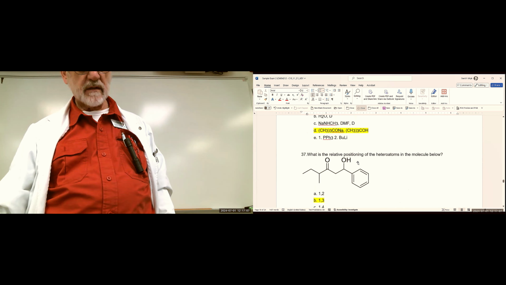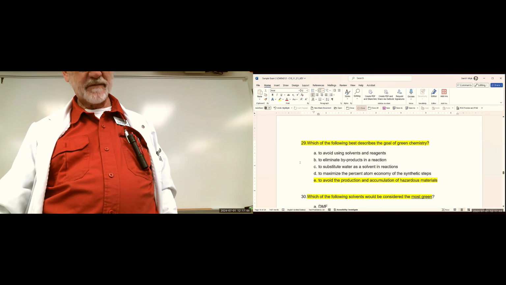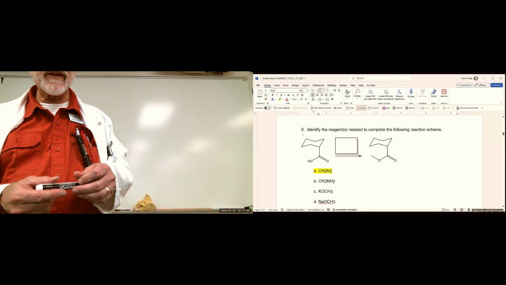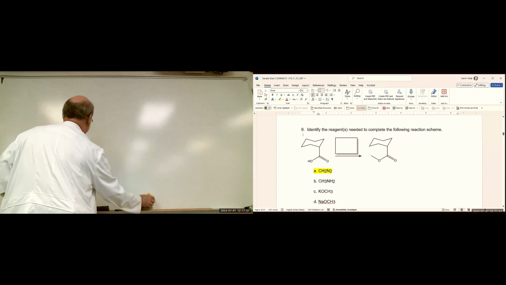Which of the following best describes the goal of green chemistry to avoid production and accumulation of hazardous materials? Oh, yeah. What about 9? Go back to 9. Back up. I just have to scroll up instead of going from the bottom. 9. Here we go. I wonder why you didn't stop at that one the first time around. Just scrolling through. We're on the learning curve here, both of us.